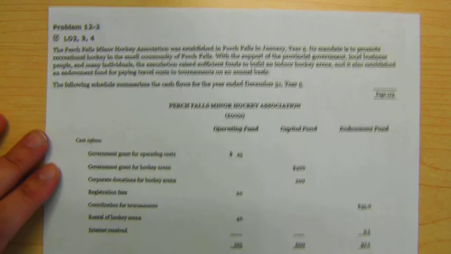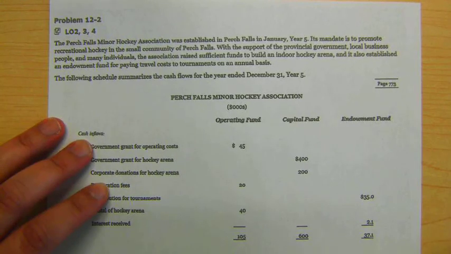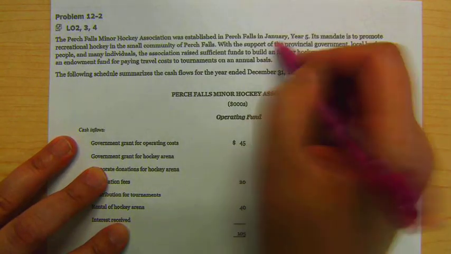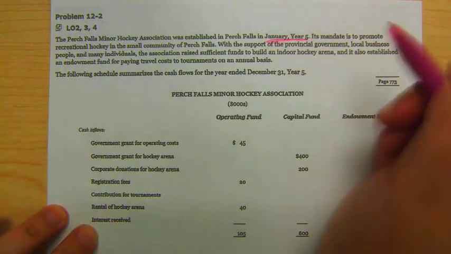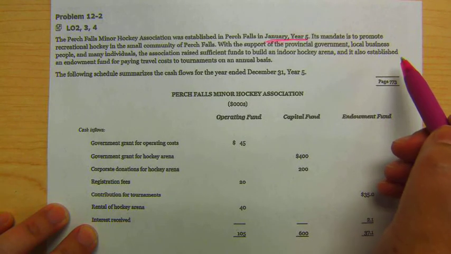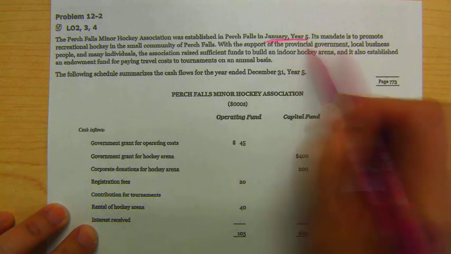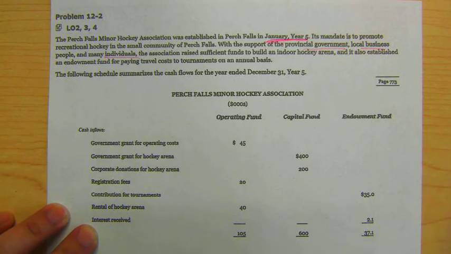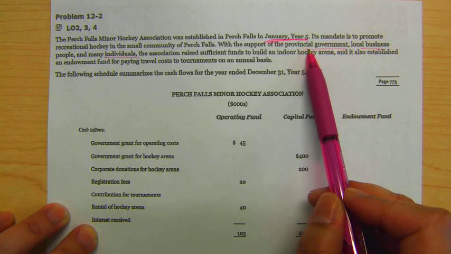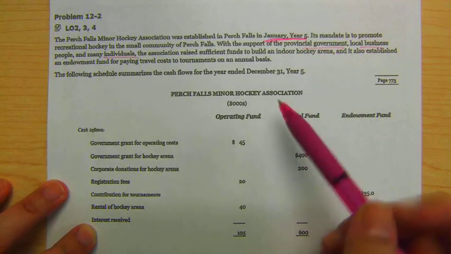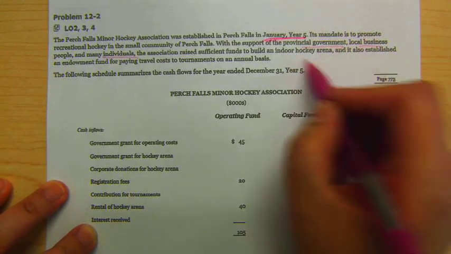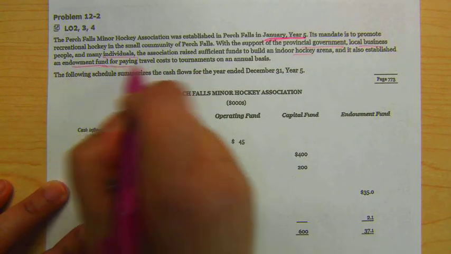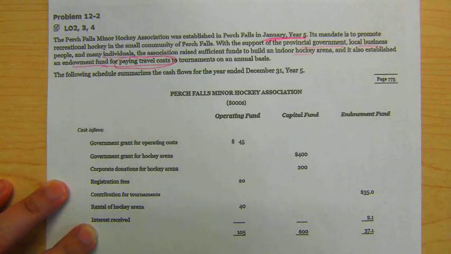Okay, so we've got a minor hockey association. This one and the first one are very representative. Established January 1st, year 5, so you know we're dealing with year 5. It's got support of the provincial government, also local business people, and many individuals. Does it mean it's a government organization? No, because its funding isn't solely from a government level. They built an indoor hockey arena and established an endowment fund, and the endowment fund is for paying travel costs. So that's something to remember.